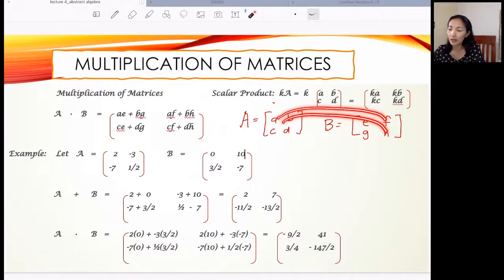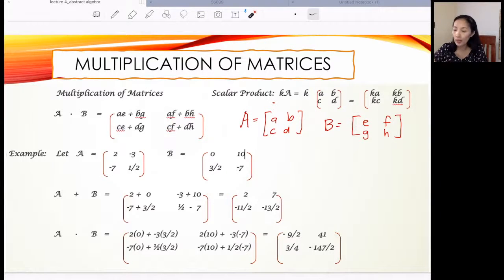So, we're done with the first row. We proceed to the second row. Second row multiplied to the first column will give CE plus DG. And then finally, second row multiplied to the second column, you'll have CF plus DH. Okay? So, CF plus DH.